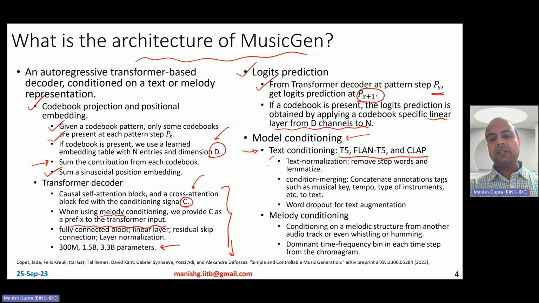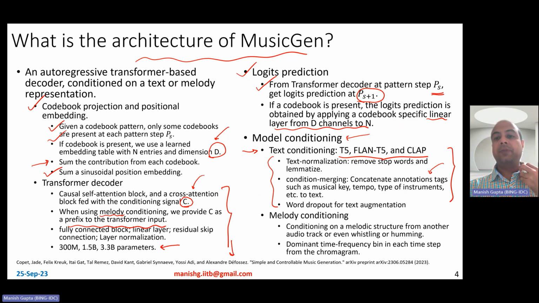Before conditioning on the text, they do several text preprocessing steps. For example, they remove stop words and lemmatize the text as a text normalization step. They also concatenate extra annotation tags. This is basically for training purposes, right? So at train time, you actually have audio-text aligned data.